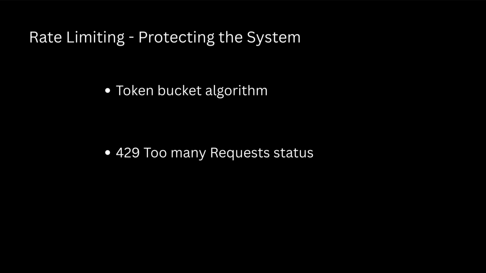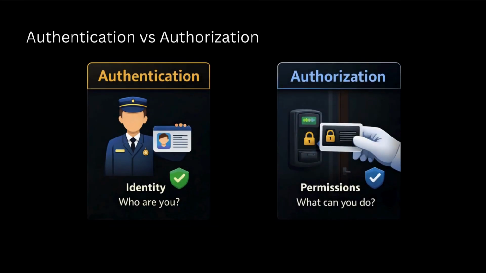To secure our API, there is a fundamental distinction you must understand. Never confuse authentication with authorization. Authentication is all about identity. Basically, who are you? It's the hotel front desk checking your ID. Authorization is all about permissions. It's about what you can do. It's your key card only letting you into your room. You need both to keep an API secure.